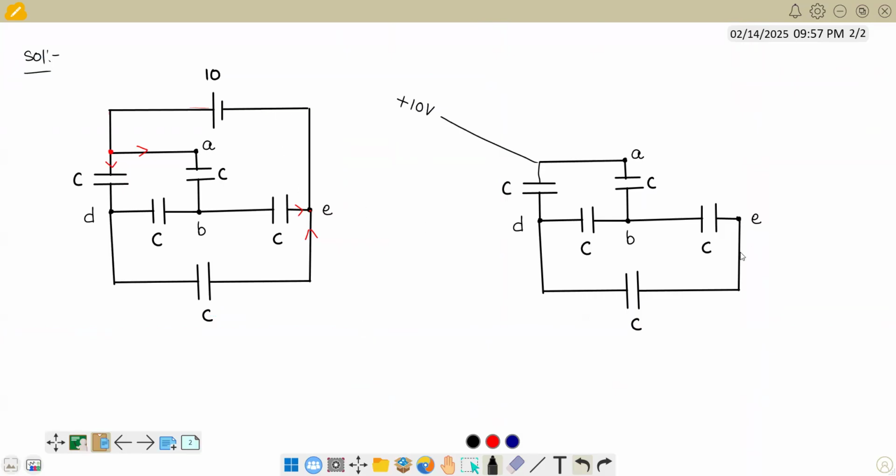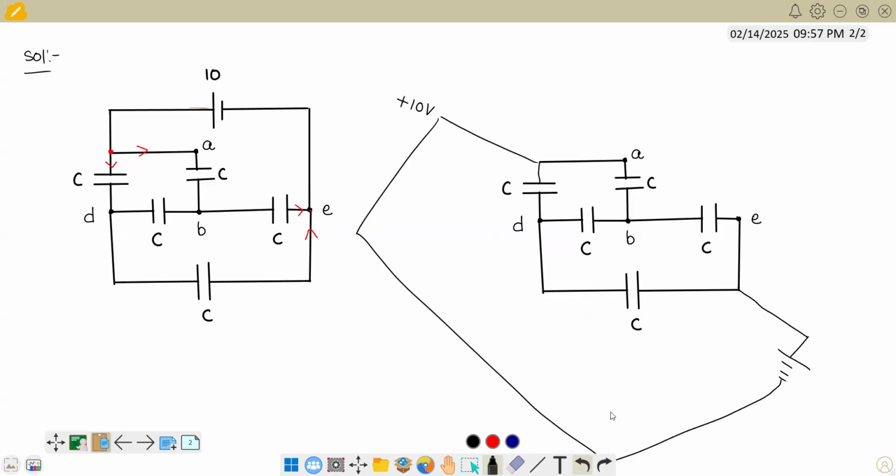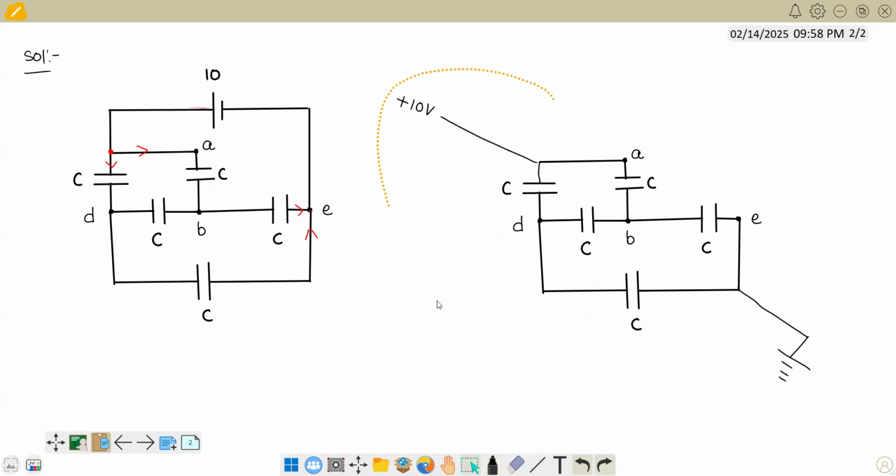I took this because this one doesn't have any potential. Here I will connect some ground symbol or anything like that. Actually, I can just take it and connect it here and show you, but this is a fancier way to do it. Now, if you observe carefully, if I stretch this diagram a little bit, what does it appear like?